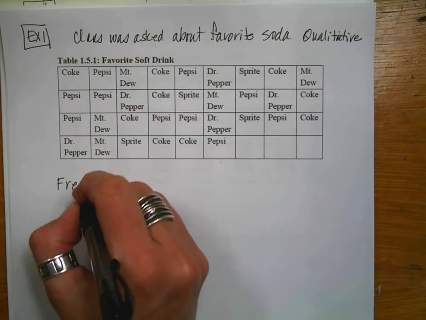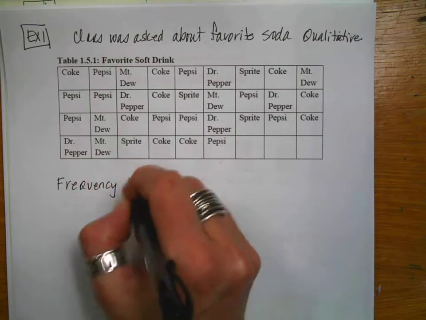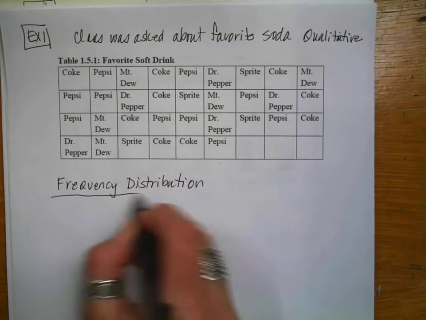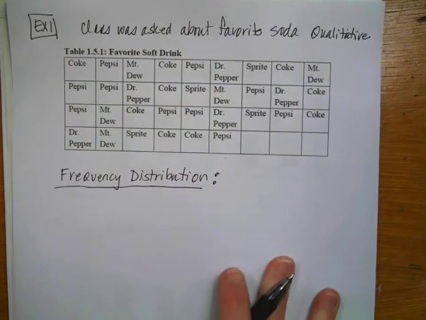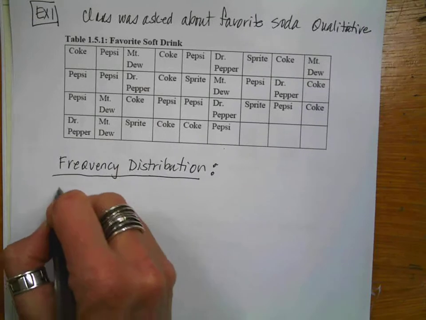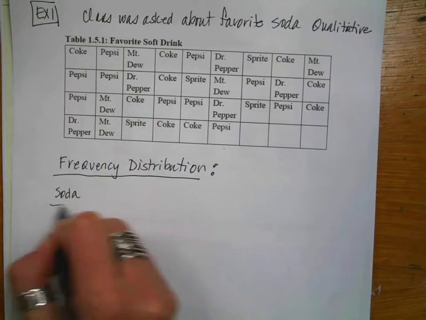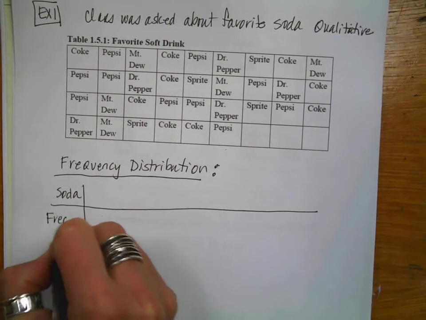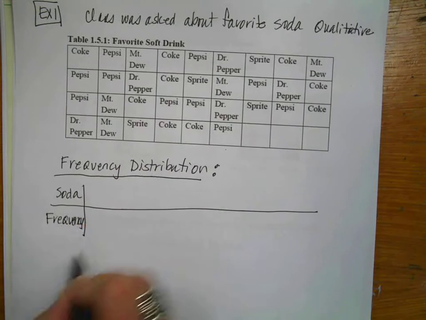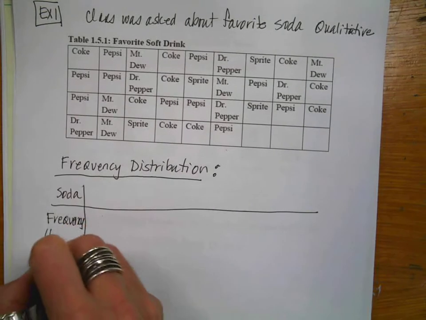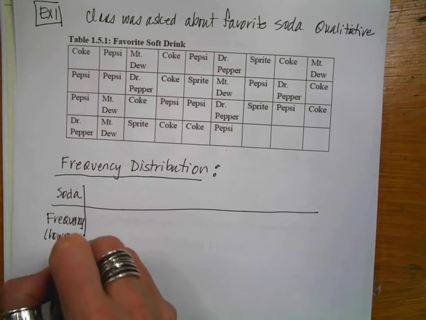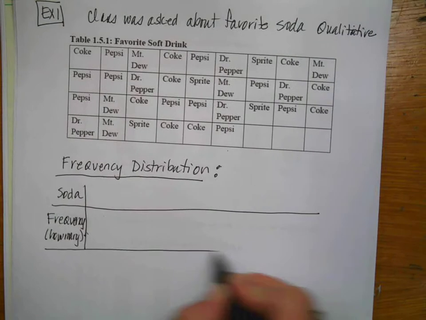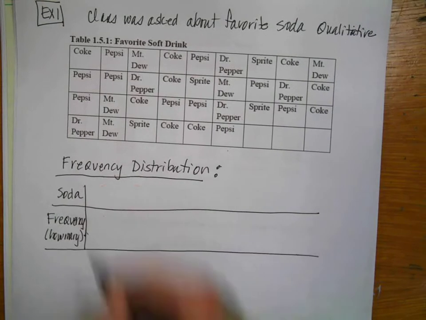Okay. So the first thing that we're going to do is make a frequency distribution. And you will probably be asked to create one of these. So I'm going to write my table. So here's the soda. I'm going to draw a horizontal line. And then I'm going to have a column that says frequency. And we're going to add one more item to this in a minute. And remember, this is how many. Okay. And then I am going to add a third column in a minute. But for right now, here's what we have.